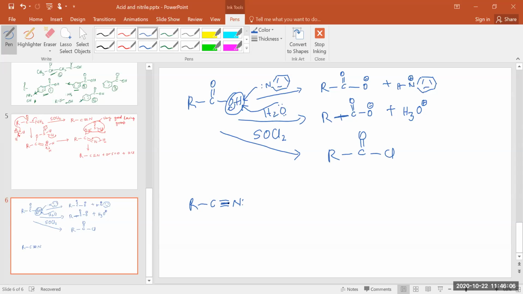Okay, this is the reaction of reactions. So what is the reaction we just saw? Hydrolysis with water and heat. What will it form? The long mechanism we did, it will make carboxylic acid. Okay. This can also be done under basic condition.